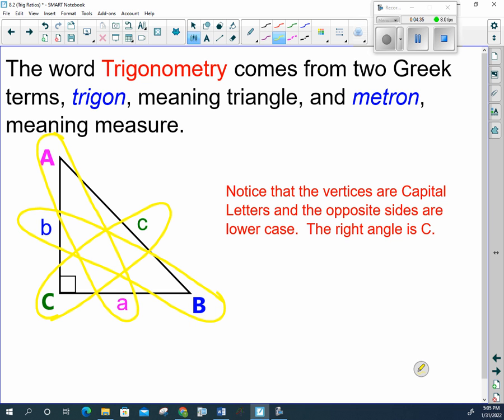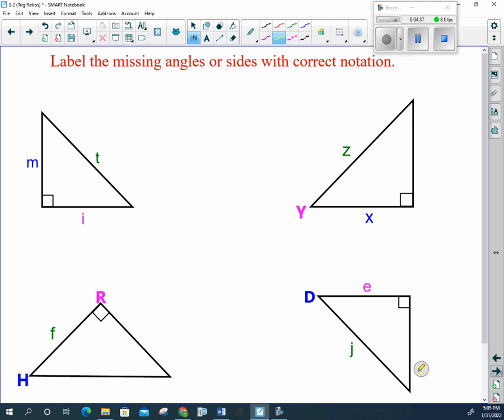That's the hypotenuse. All right, so really quickly, we'll just go ahead and label the missing angles or sides. So capital M, capital I, capital T. This is lowercase y, capital X, and capital Z. Those are kind of hard to tell the difference between.